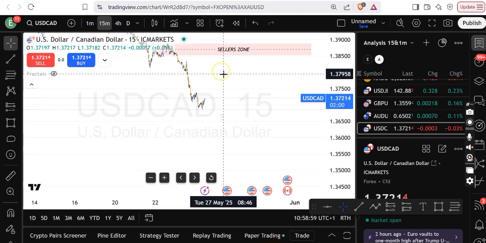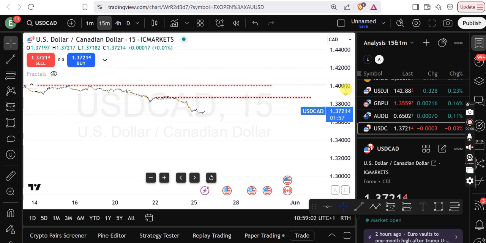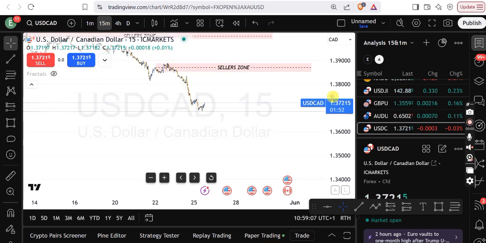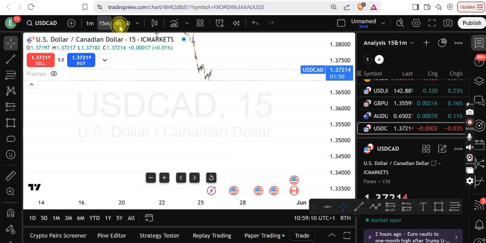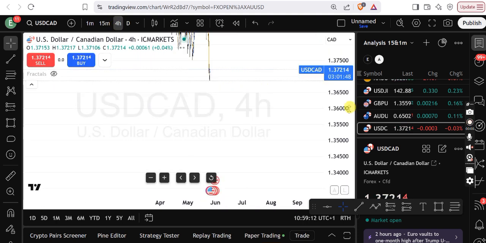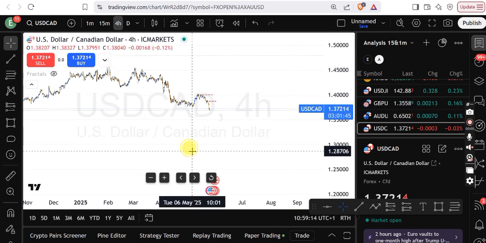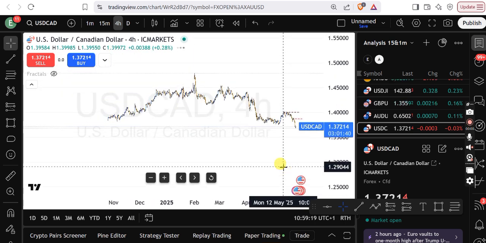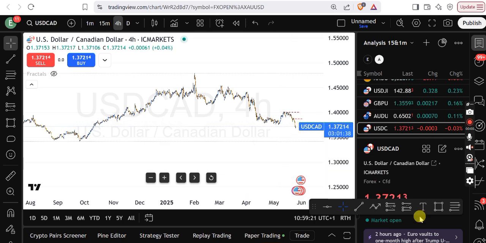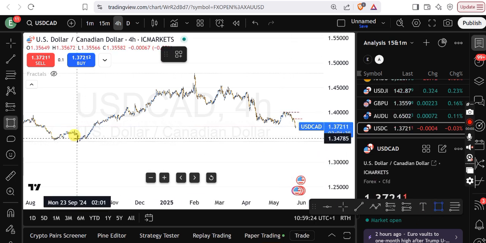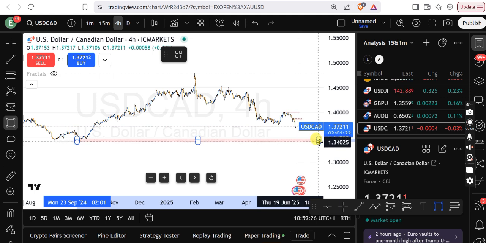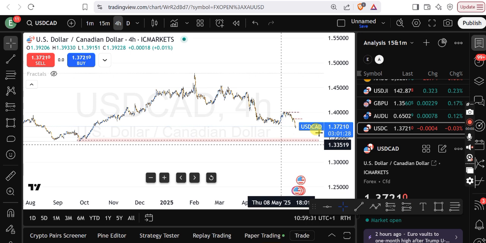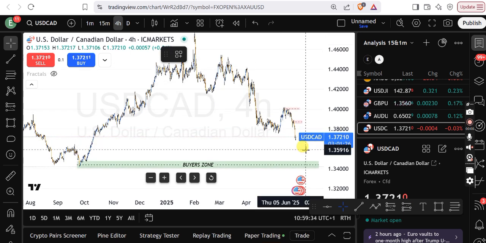Okay, so we have another zone right there. Now, when we go to the higher time frame, we can see the buy zone. So we're going to mark that too. If you check the 4-hour time frame, you can see where the impulsive move started from. So we're going to mark there as our buy zone, so that when price approaches there, we will know what to do.